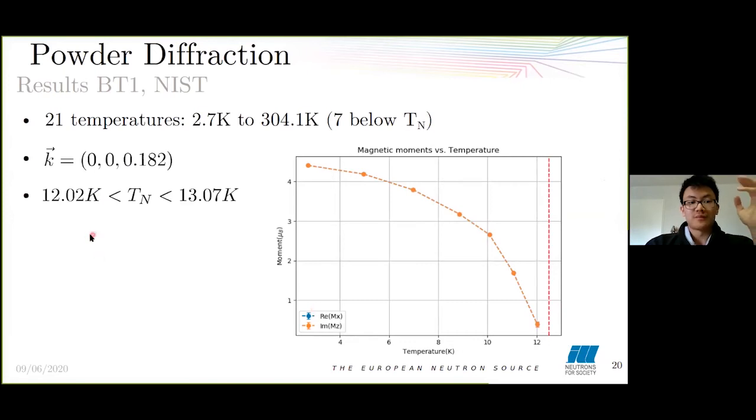So before the start of my PhD, powder diffraction was performed at B21 at NIST. 21 temperatures were measured from 2.7 K to 300 K, including 7 measurements below Tn. The propagation vector was found to be the same as the previous study, and the transition temperature was found between 12 and 13 K. Here you can see how the amplitude of the magnetic moment is evolving as a function of the temperature, and the red line is indicating the transition temperature.